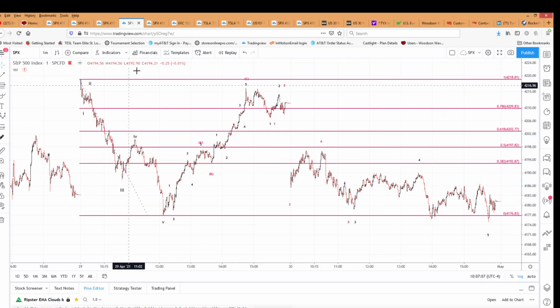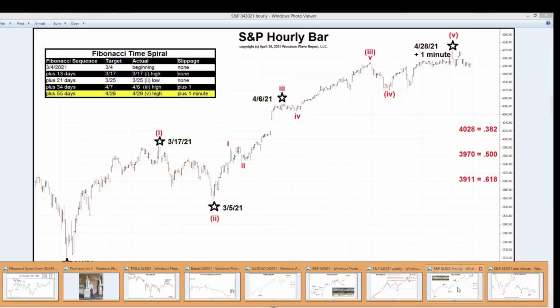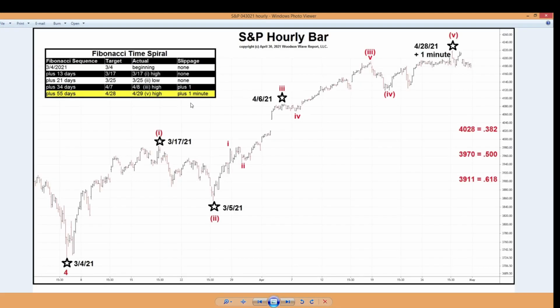Okay, but we're looking for this thing to obviously proceed to the downside. Make or break is the all-time high, which is 42.18. There's some alternate counts with expanded flats, but I never like to make an expanded flat the primary wave count. So the time spirals are calling for this thing to top now. This one has been ridiculously accurate with virtually no slippage.